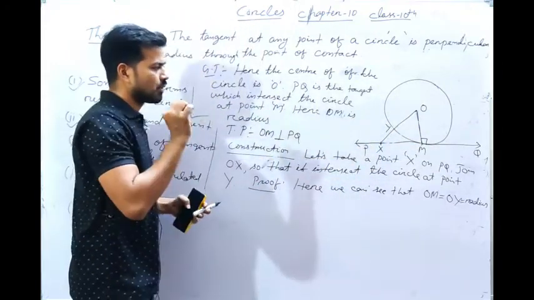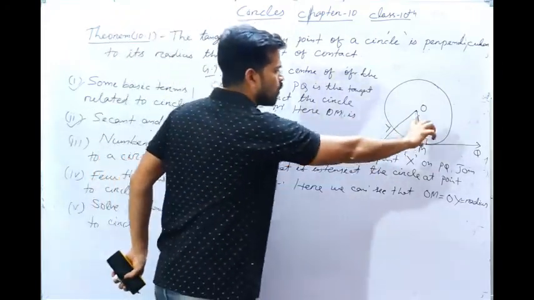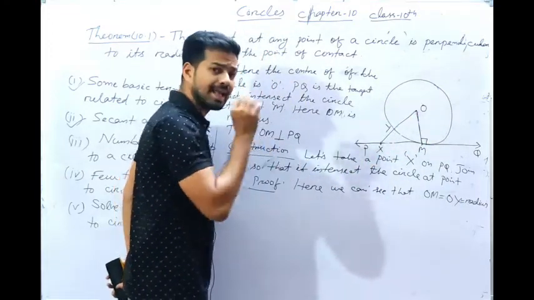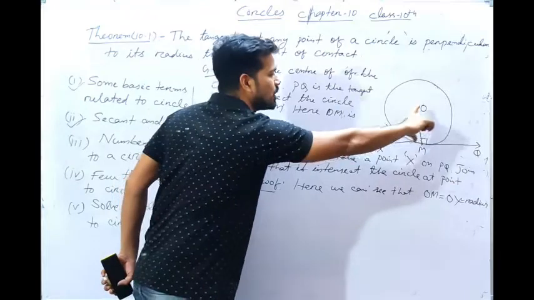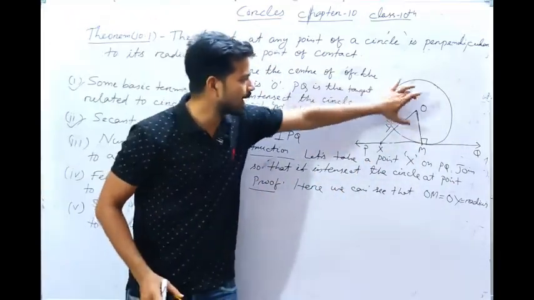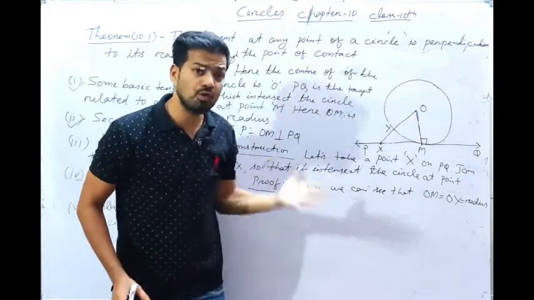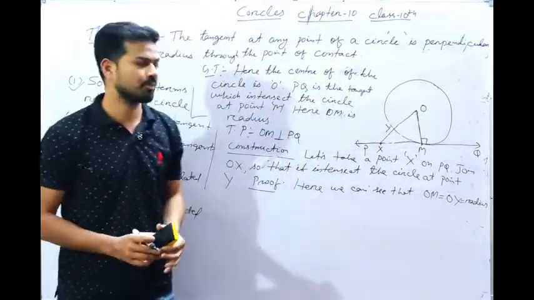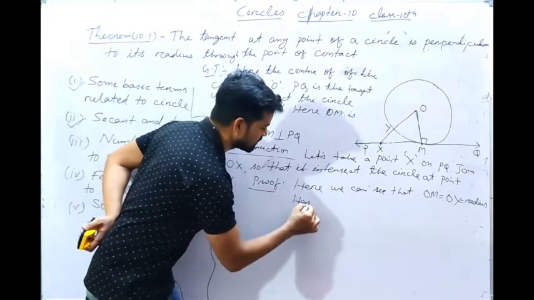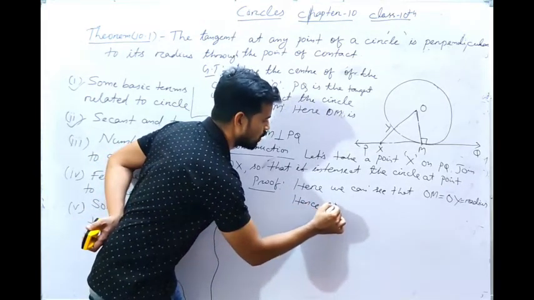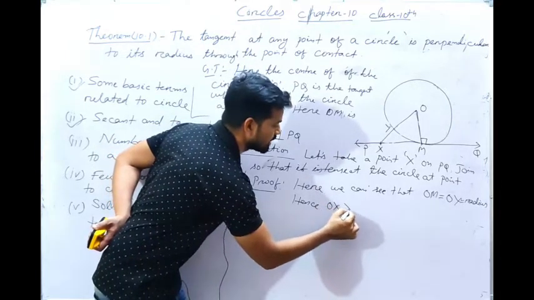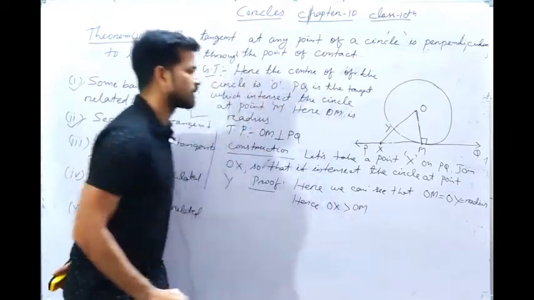Now just think, if OM and OY are equal in length, then it is obvious that OX will be greater than OM. Yes or no? So if OY and OM are equal, then it is obvious that OX will be greater than OM. So I can write here, hence OX is greater than OM.